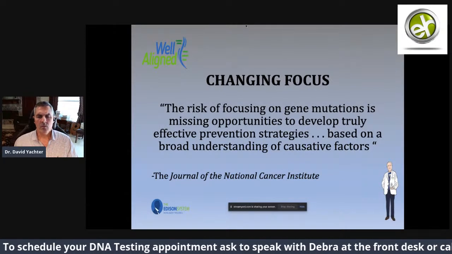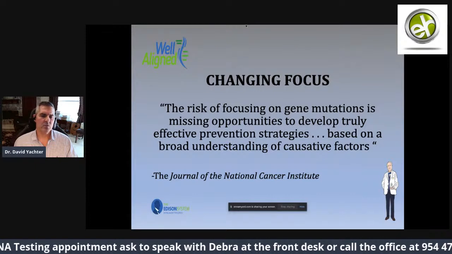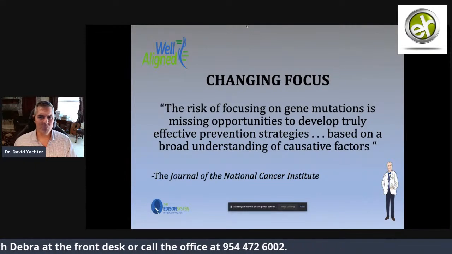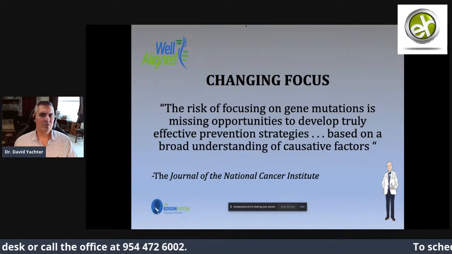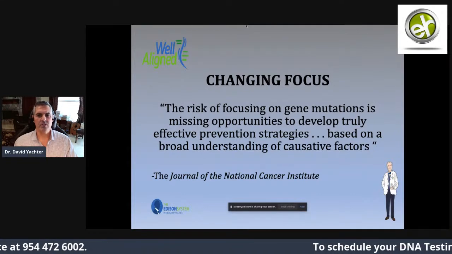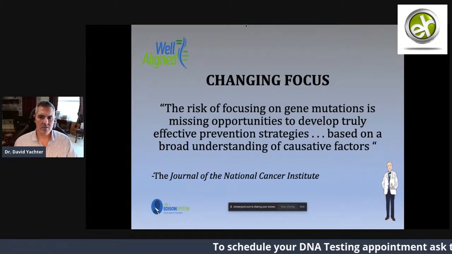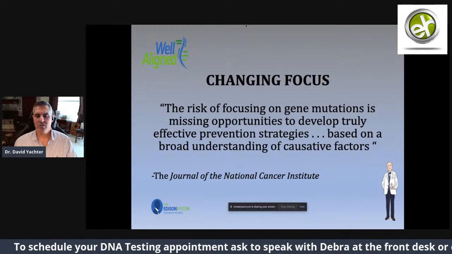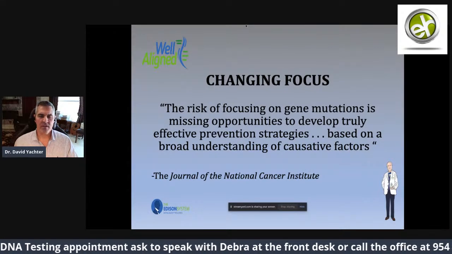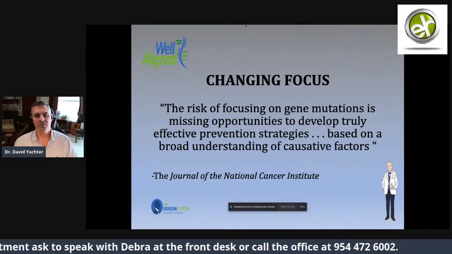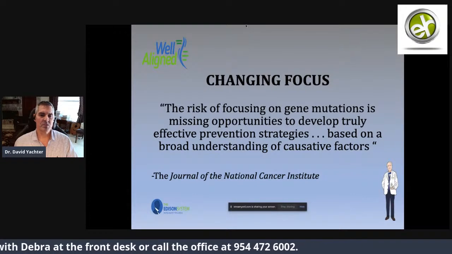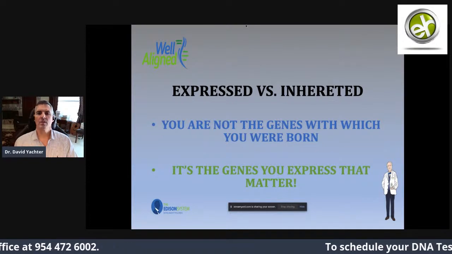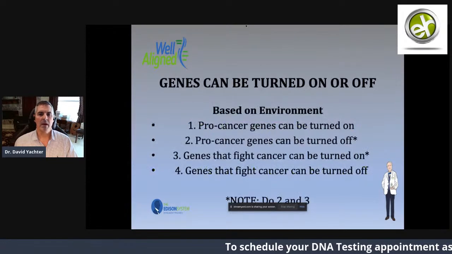In the Journal of the National Cancer Institute, one of the scientists was quoted as saying, the risk of focusing on gene mutations is missing opportunities to develop truly effective prevention strategies based on a broad understanding of causative factors. We always talk about the cause, the source, and the root. We can't just peg it on the DNA. The important thing is to understand the environment you're subjecting yourself to and how that DNA is going to express itself or shut those disease-causing genes down. So you're not the genes you're born with, it's the genes you express that matter most.